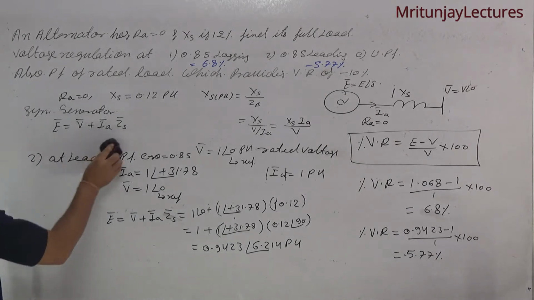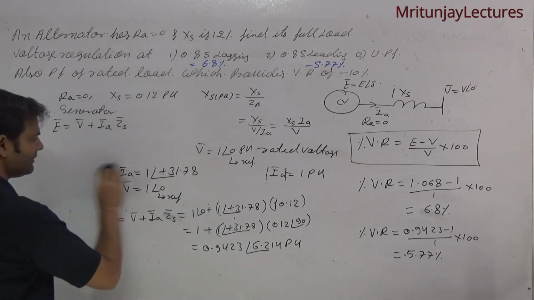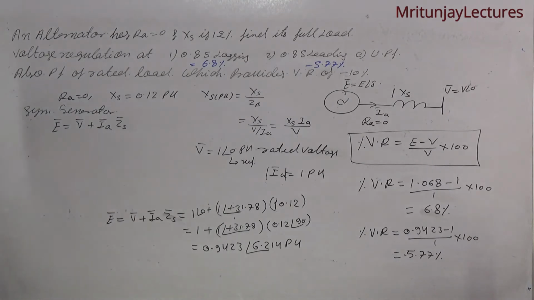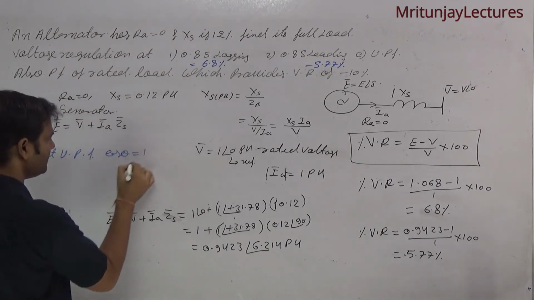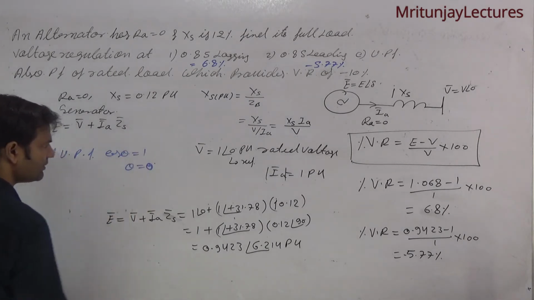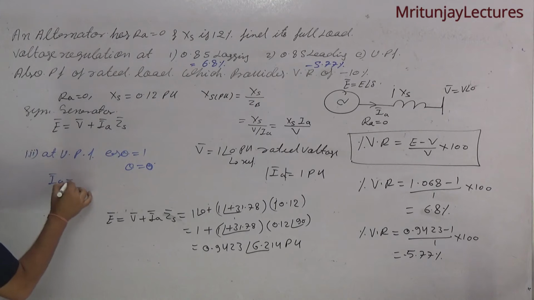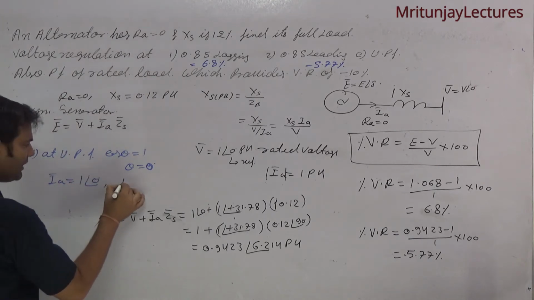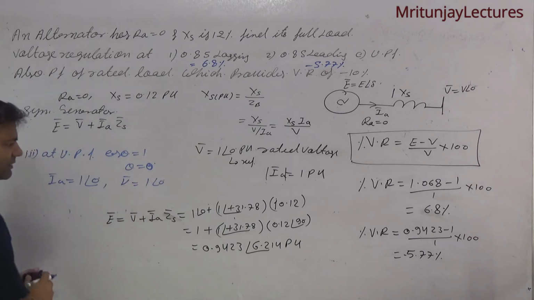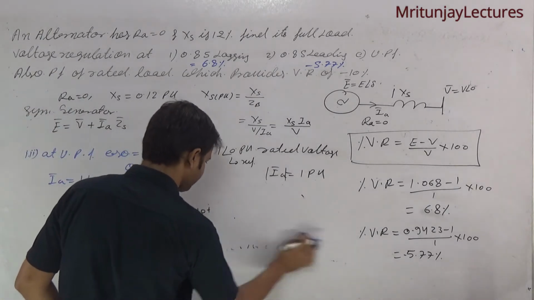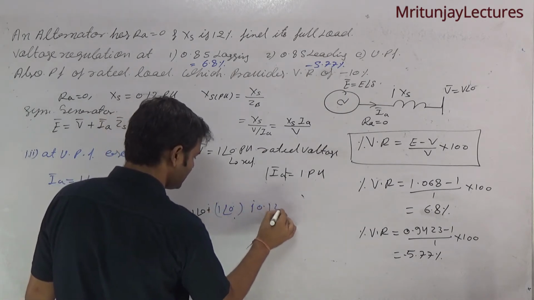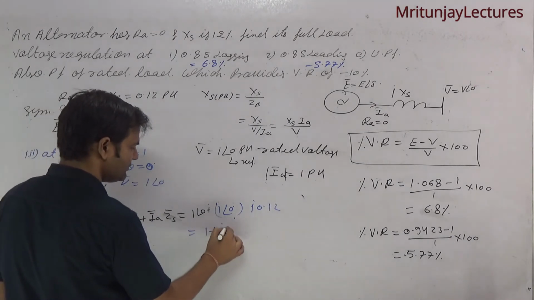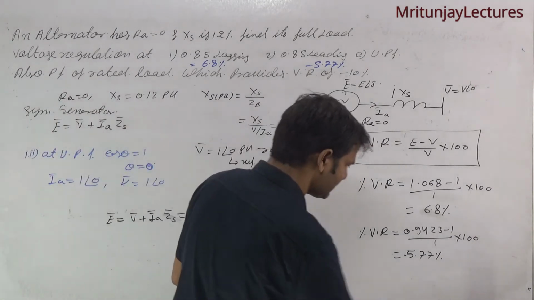At unity power factor, written as the third case, at UPF, cos theta is 1, which means theta is equal to 0 degrees. So what about IA? IA is written as 1 at the angle 0 degrees, and V is also 1, then that is 1 at the angle 0, plus j 0.12, so 1 plus j 0.12. Okay, it's very easy.